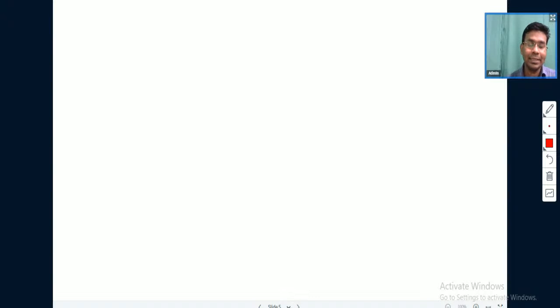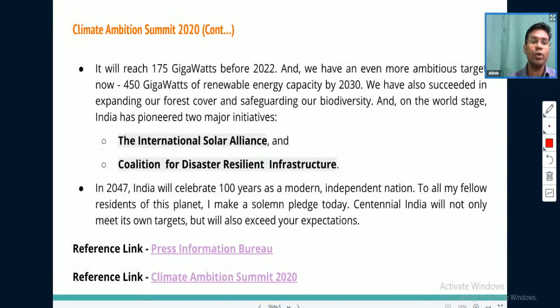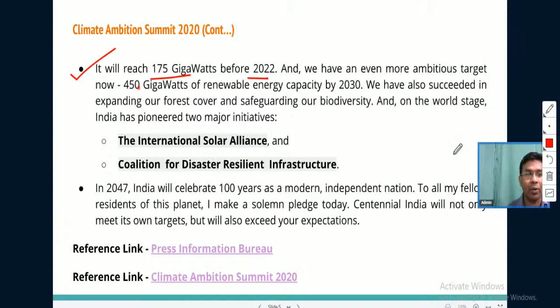Along with this, the Prime Minister has also highlighted that it will reach 175 gigawatts before 2020, and we have even more ambitious targets now: 450 gigawatts of renewable energy capacity by 2030. We have also succeeded in expanding our forest cover and safeguarding our biodiversity. And on the world stage, India has pioneered two major initiatives.